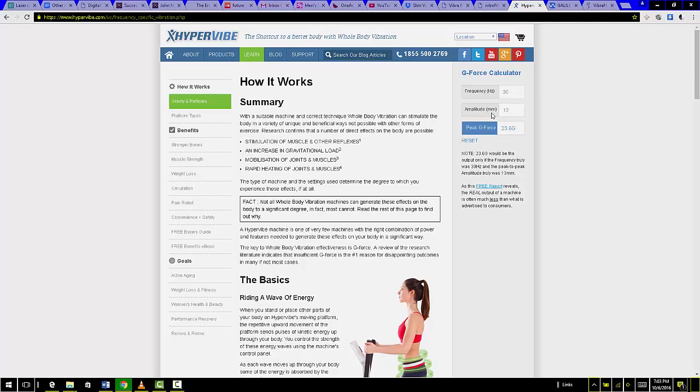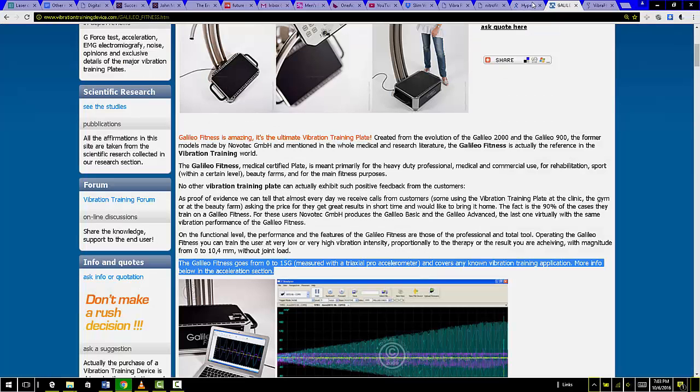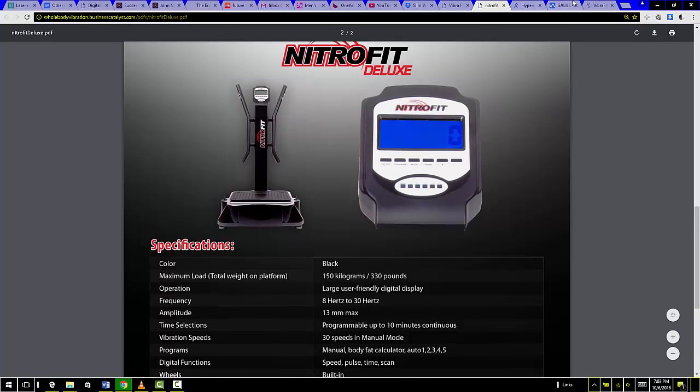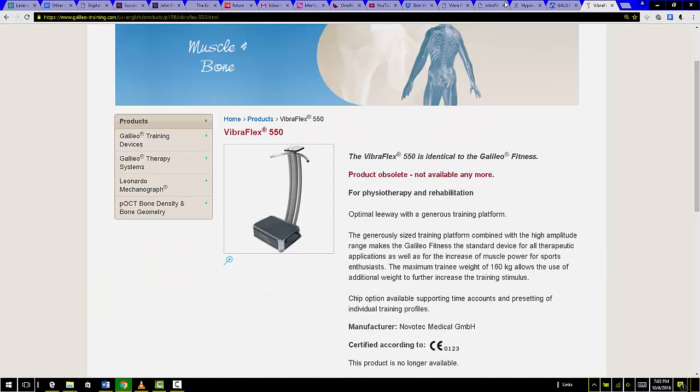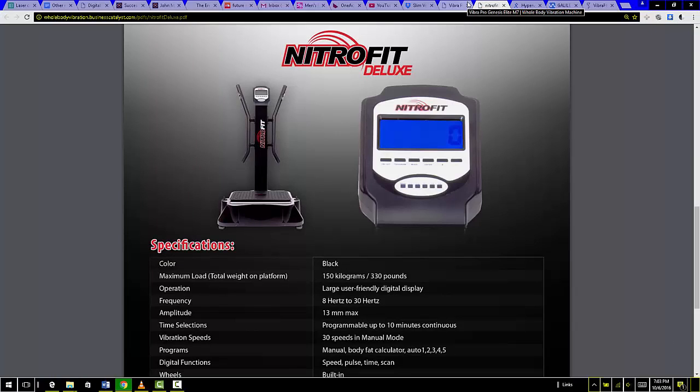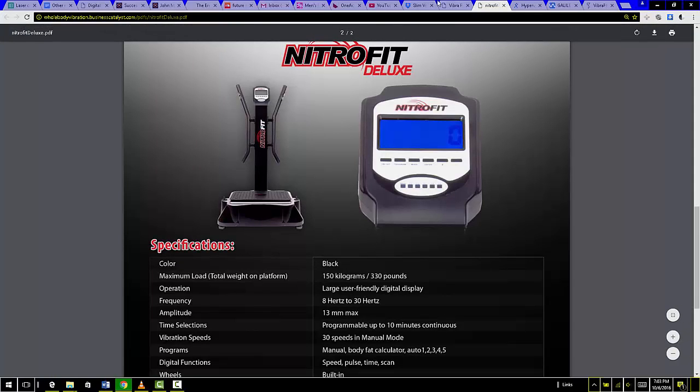Anyways, this is a basic calculation that's pretty accurate. Frequency, 30 hertz, amplitude, 13. So that machine, the NitroFit, I forget the name of the machine, should be pulling off 23.6. That 0.6 is crucial there. G-force. 23.6. That's what they're claiming. That's what they're really claiming.